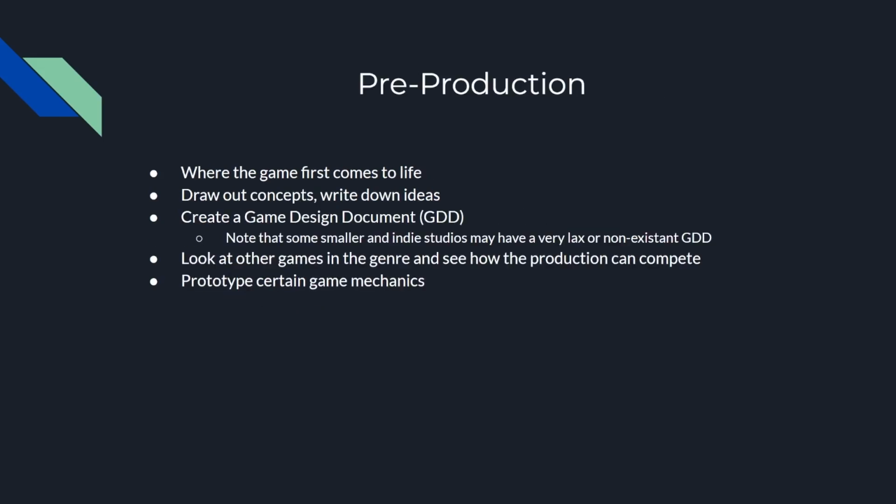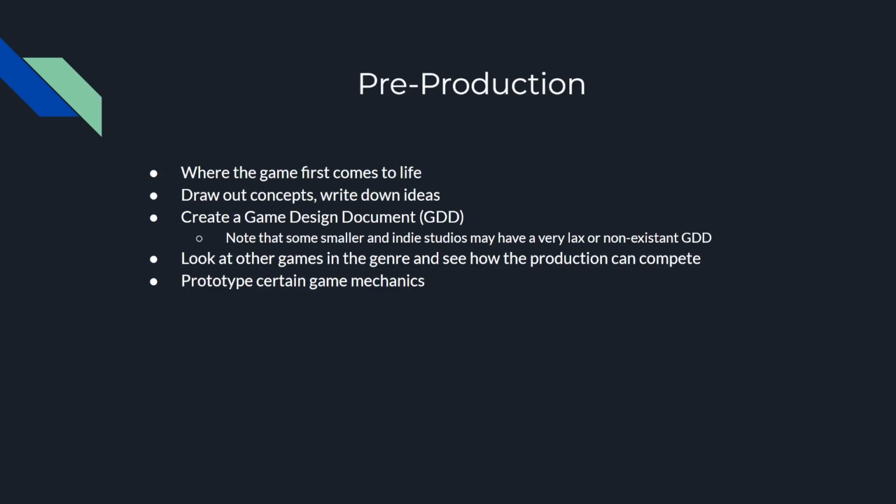The pre-production stage is where games first come to life. This is where you are able to jot down all of your ideas, have any cool sketches, or just simply chat with whoever you are working with on this game about the idea. You will also create a game design document, or a GDD as it's known in short form. Now just a little note that a lot of smaller studios may have a very lax or non-existent GDD. However, this will always exist in some shape or form. It may not be a full fleshed out document, however, it will still be there.